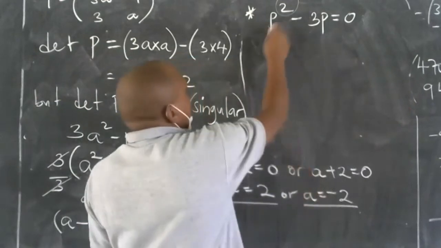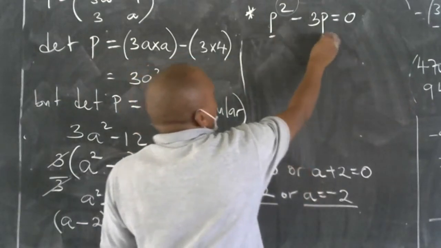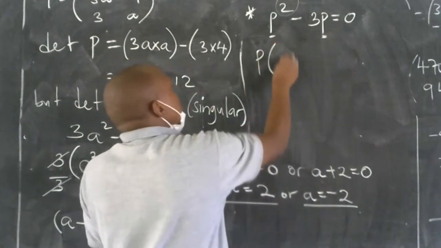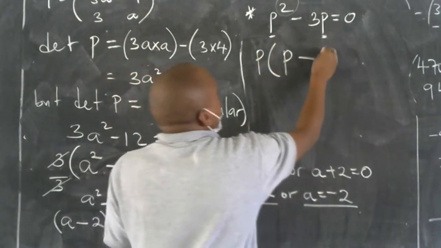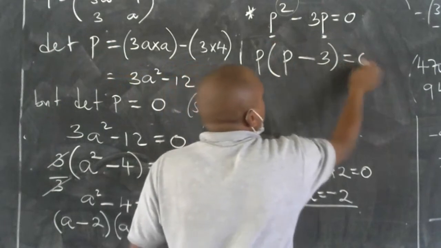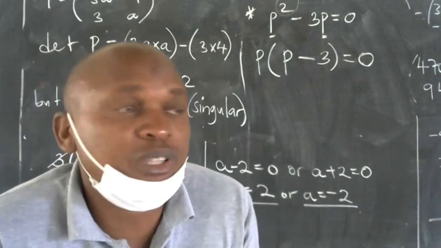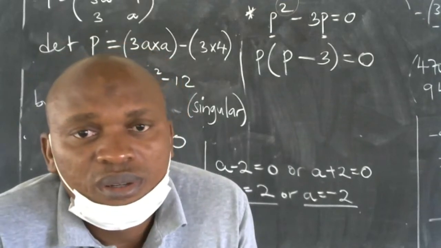So the common factor is P. There is a P here, there is another P. So I can put P out. When I put P out, I remain with this. Do you notice that expression? Do you agree with that expression? Yes.